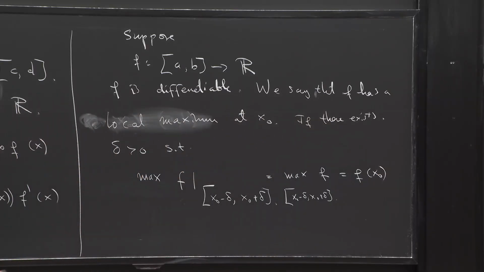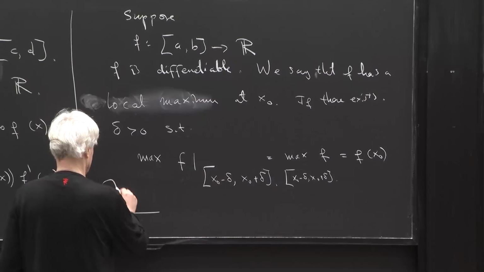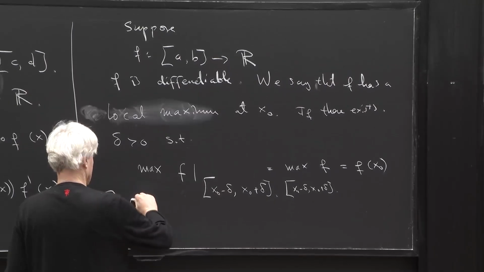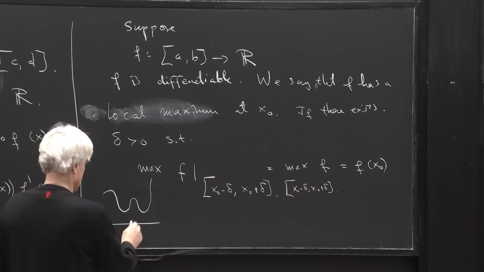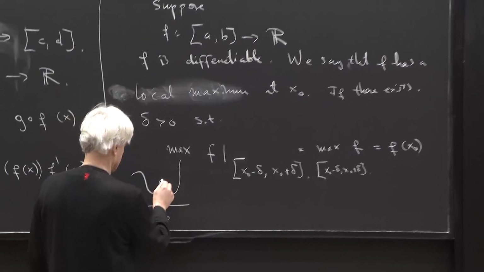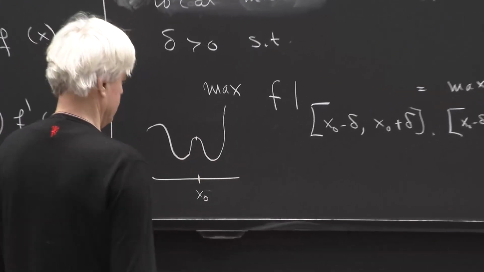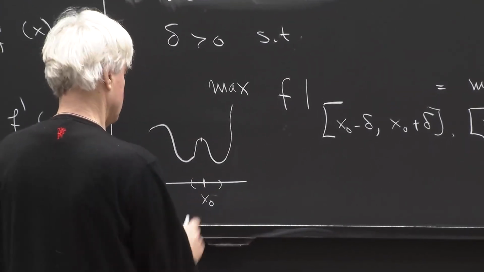Right? If this is the case, so you have the picture here, we talked about this a little bit last time, you have a function, maybe the function looks like this, and this point here is x0, and so this here is the value at x0, and you see that there's some little interval, say this interval here.